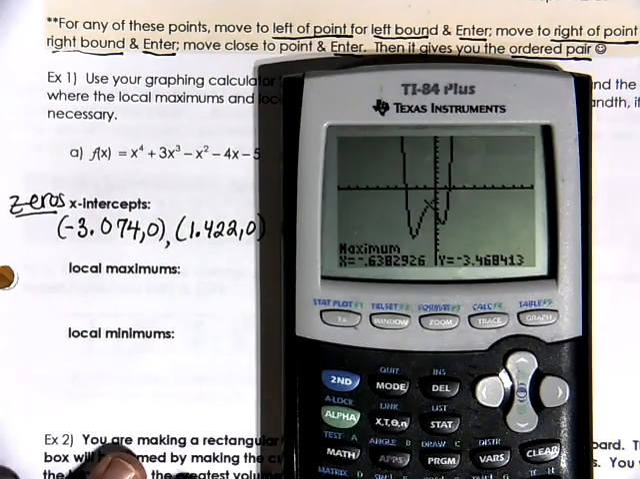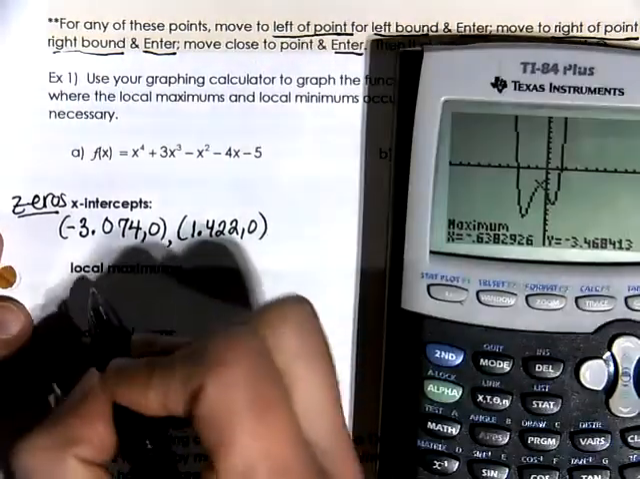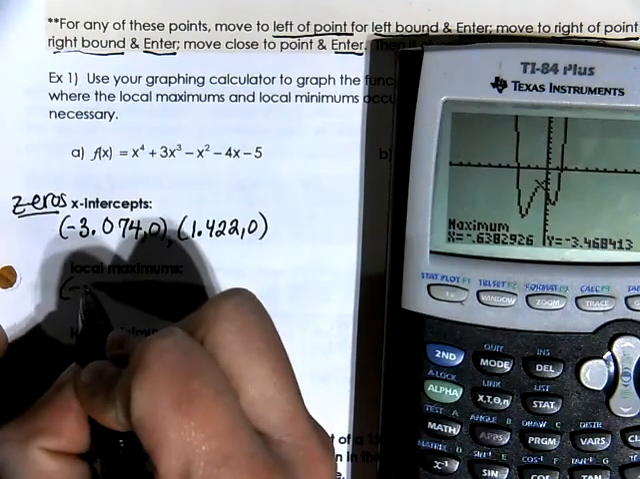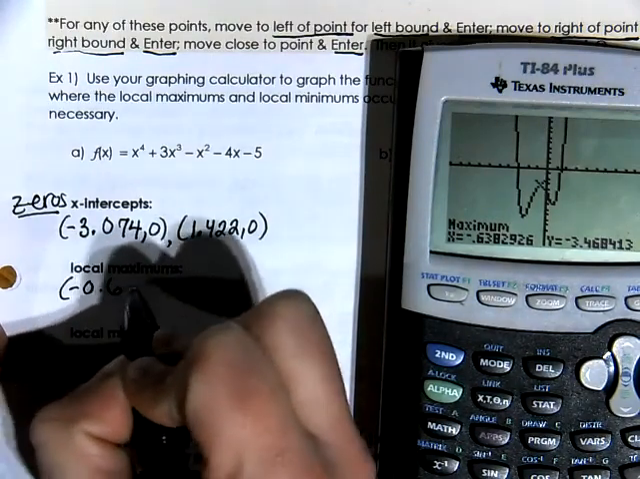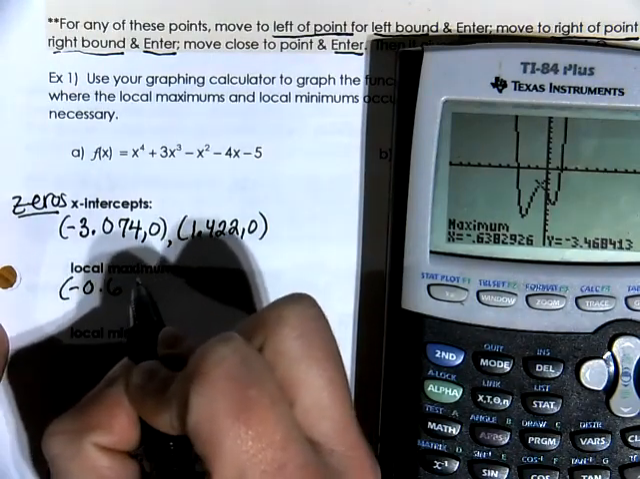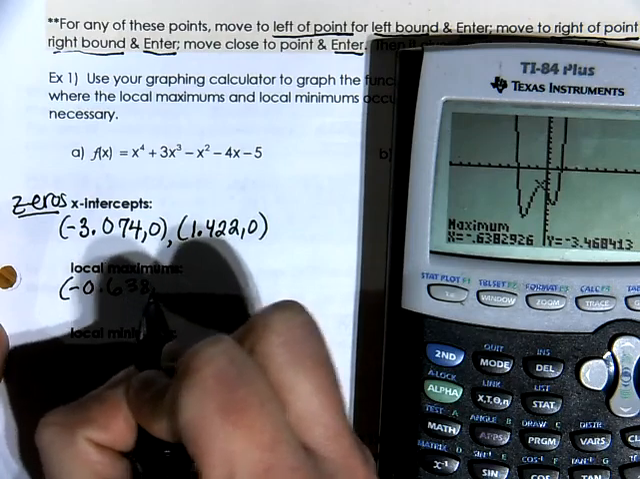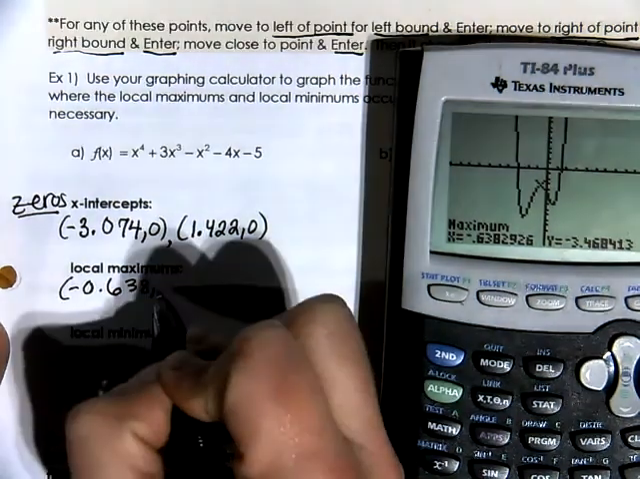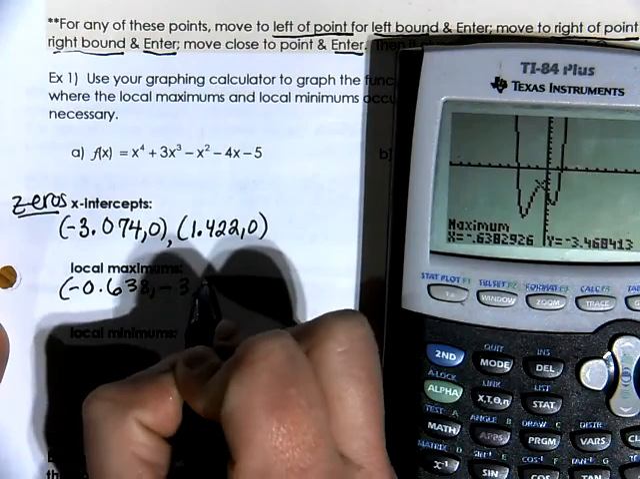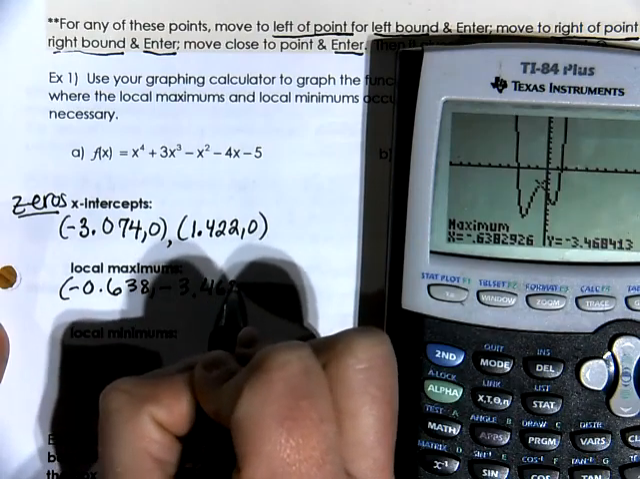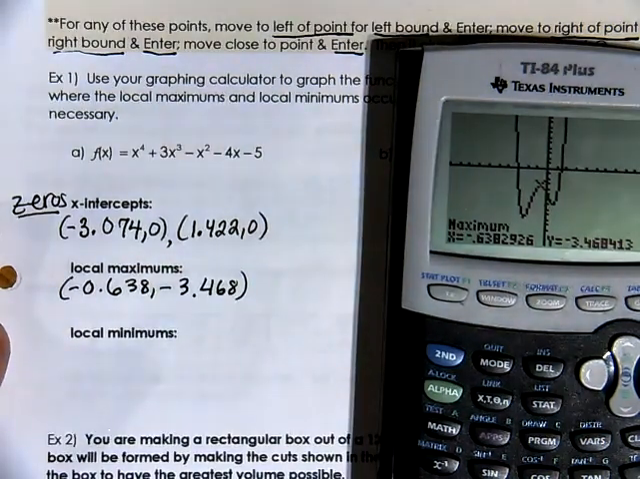And I guess I'll go one to the right and press enter and then enter again. And it looks like I ended up with negative 0.638, comma, negative 3.468 is my local maximum.